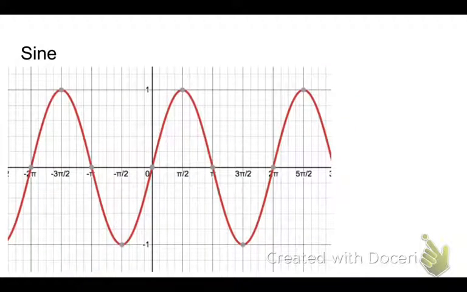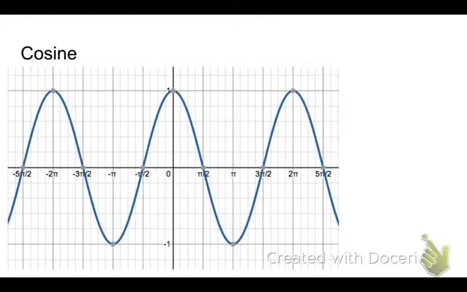Also keep in mind that the sine function crosses the origin and then it goes up to a hill and then down to a valley, whereas the cosine function starts at the top of the mountain at 0, 1 and then goes down and back up.